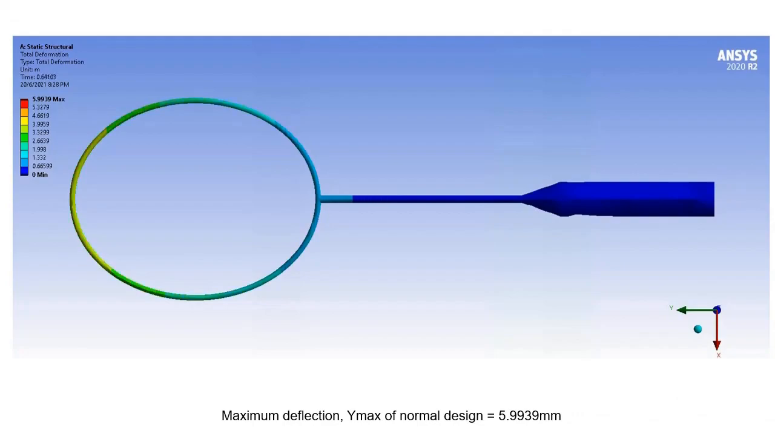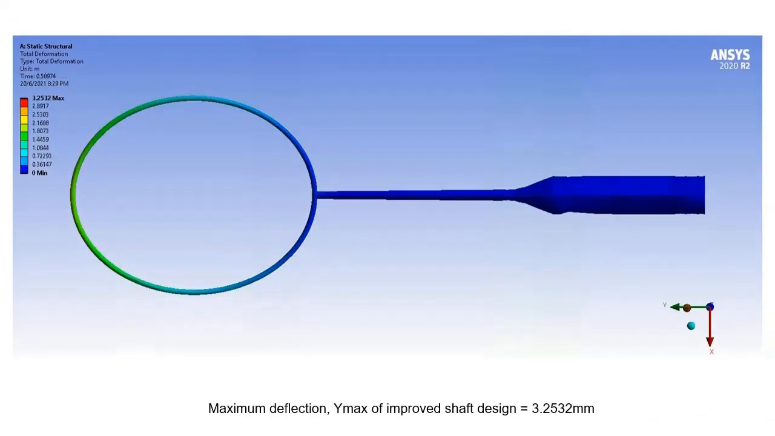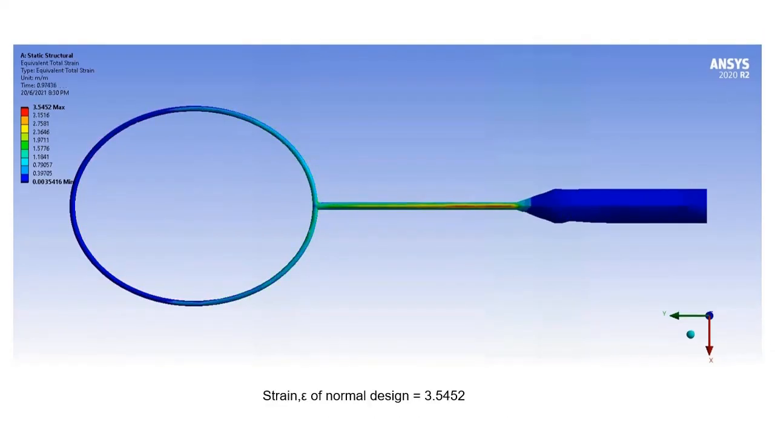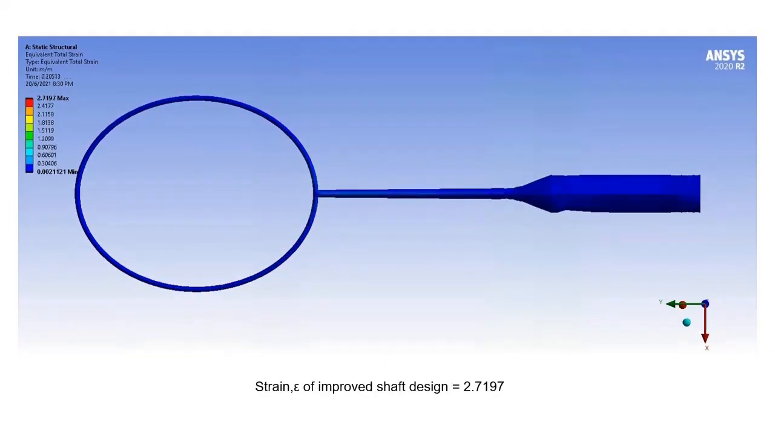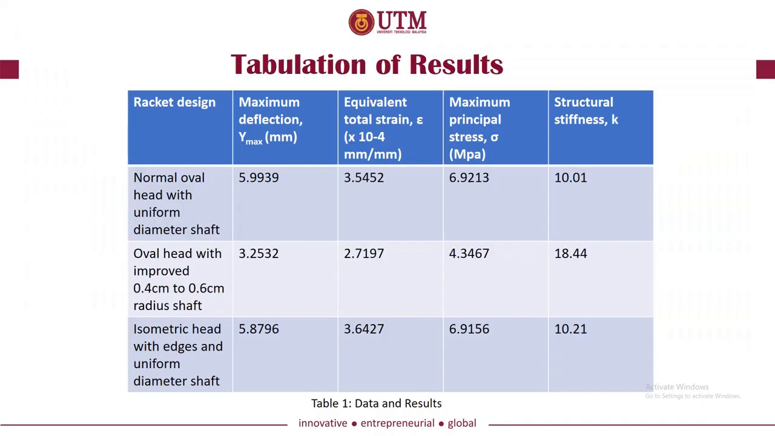As you can see, the Ymax of the improved shaft design is significantly lower than the normal design, and the same goes for the strain on the normal design and improved shaft design simulation. The tabulation of results is shown in Table 1. Structural stiffness K is calculated and the results were listed. Here, we can definitely see that the racket with improved shaft design clearly outperformed the normal design in all parameters: maximum deflection, strain, stress, and stiffness.